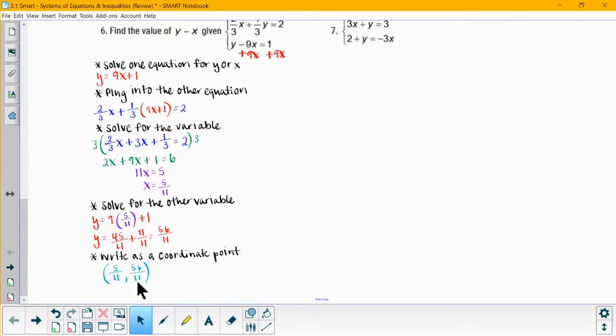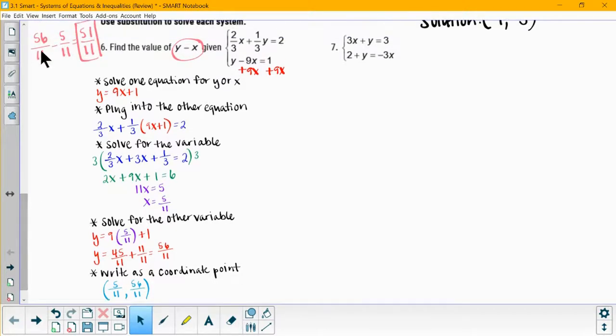Now, this question is a little tricky. It does not necessarily want the solution. We want y minus x. So I went ahead and did 56 over 11 minus 5 over 11 is 51 over 11. Make sure you pay attention to the question and you are answering it completely.